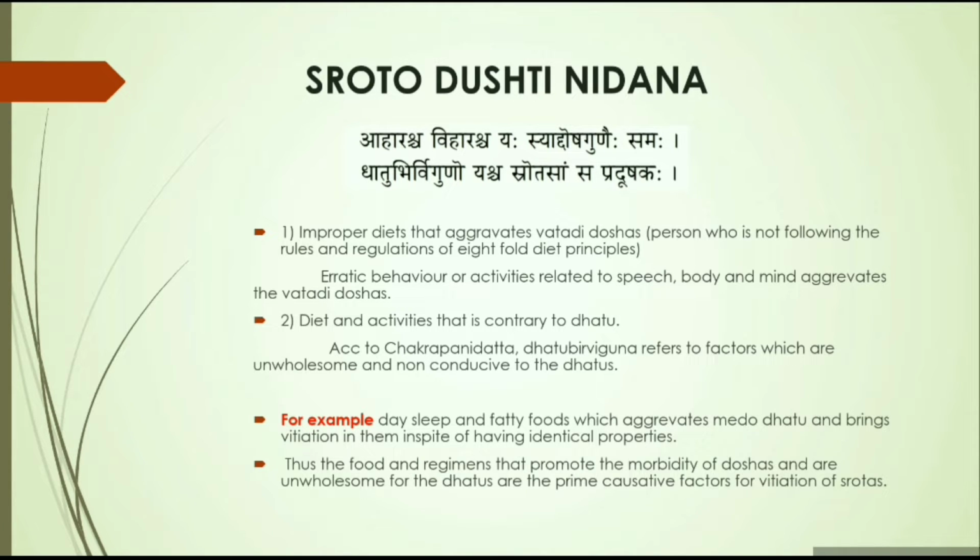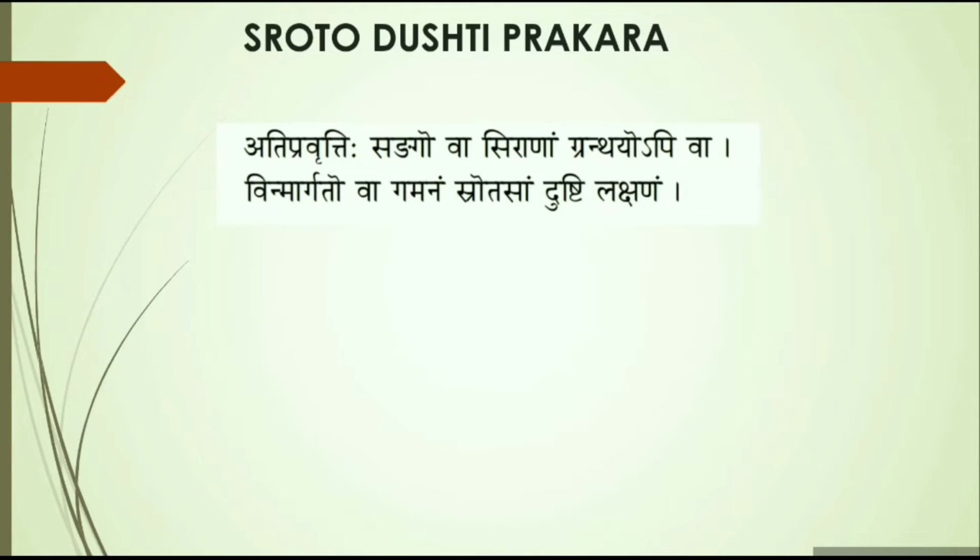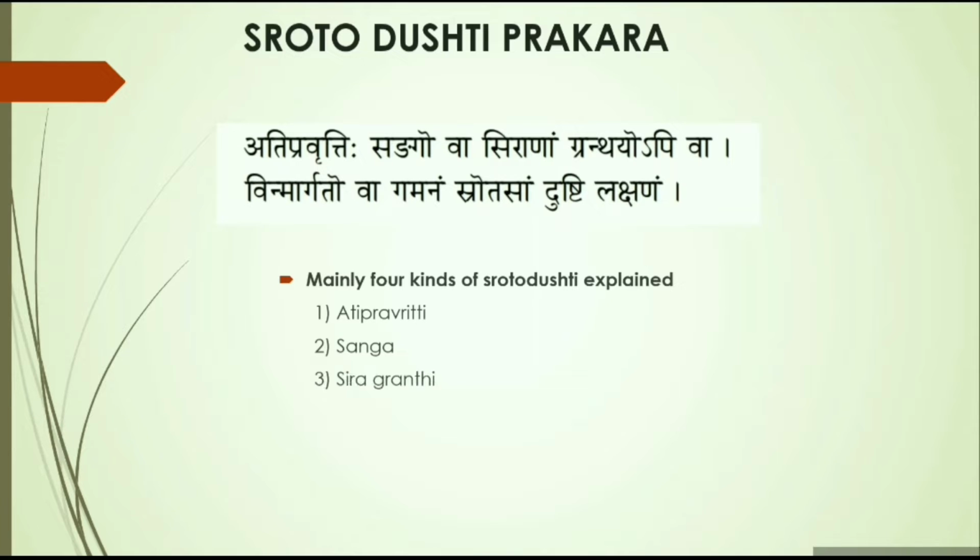Shrota Dusti Prakara. Ati Pravriti Sango Va Siranam Granthayo Api Va, Vimargato Va Gamanam Shrotasam Dusti Lakshanam. Mainly four kinds of Shrota Dusti are explained. They are Ati Pravriti, Sanga, Siragranthi and Vimarga Gamana. Let's talk about the four kinds of Shrota Dusti in detail. Ati Pravriti.